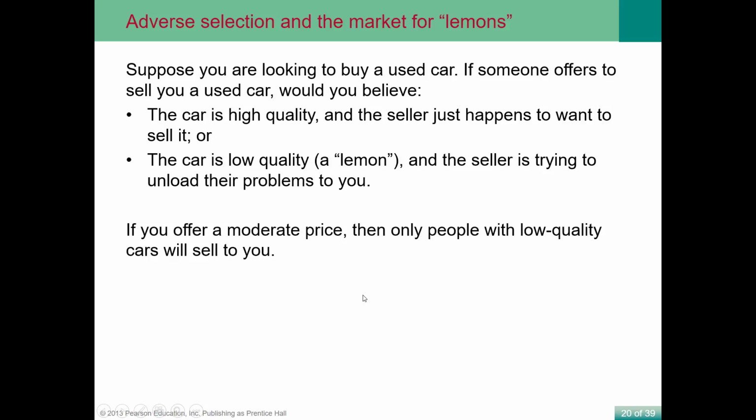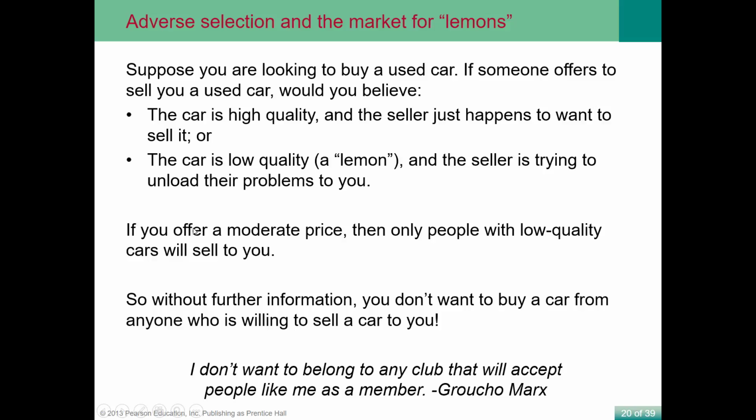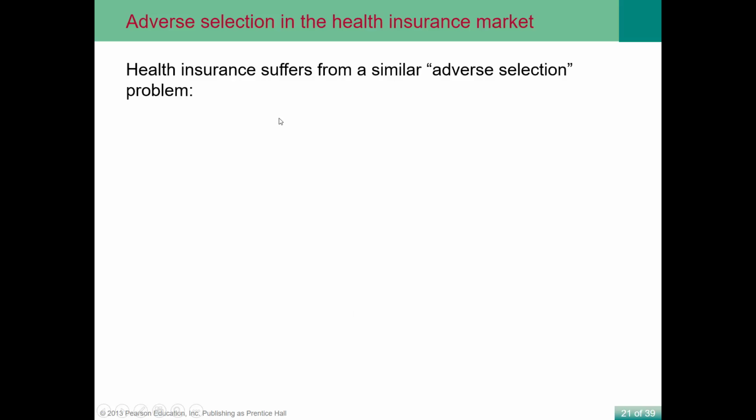If you offer a moderate price, then only people with low quality cars will sell to you. In the example, you're willing to pay $10,000 for a great used car, or $5,000 for what would be considered a lemon. So you offer $7,500. But somebody who has a high quality car that they think is worth $10,000 won't sell to you. But somebody that has information that you don't know about is willing to sell you the lemon for $7,500, right? So without further information, you don't want to buy a car from anyone that's willing to sell you a car. I don't want to belong to any club that will accept people like me as a member, said Groucho Marx, right? So health insurance suffers from similar adverse selection problems.